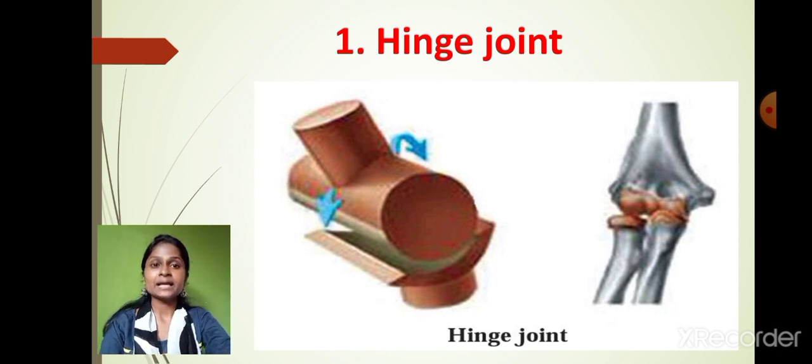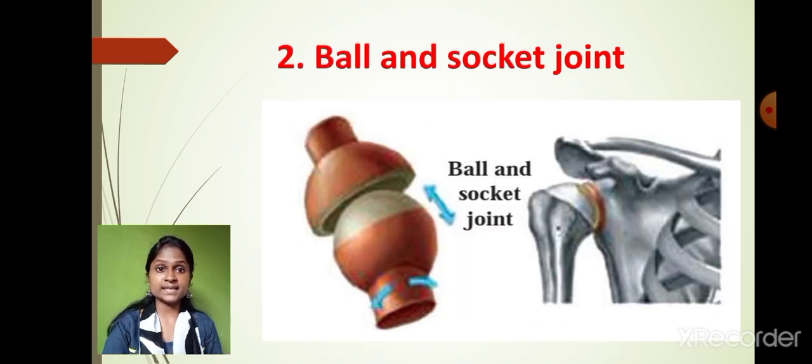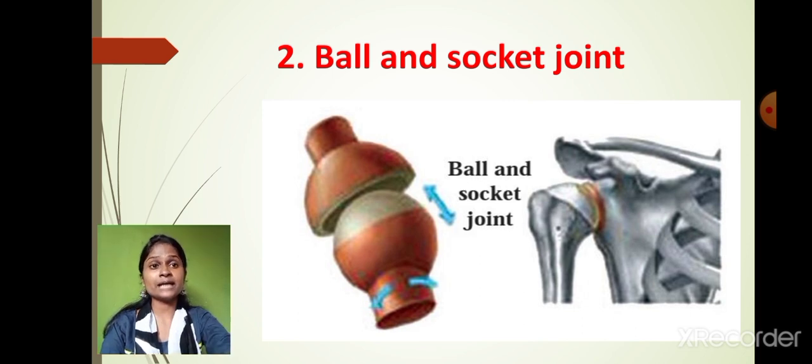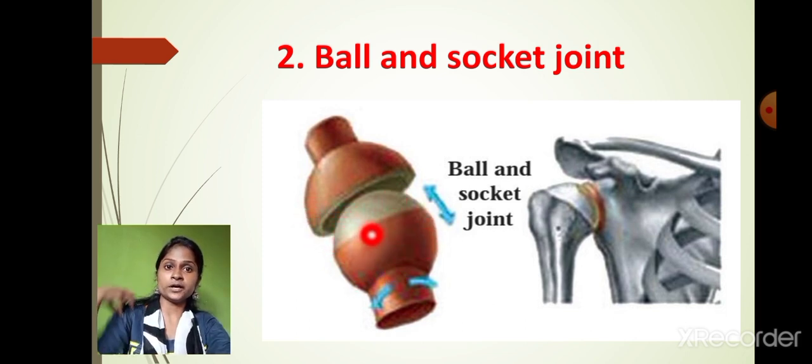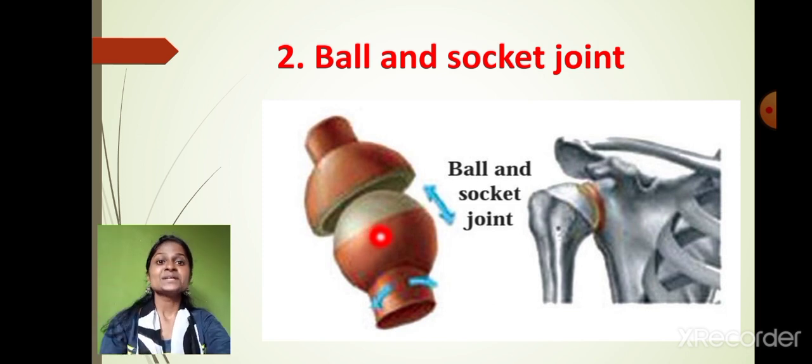And the next one, as you can see, the ball and socket joint. Ball and socket joints rotate in a 360-degree angle. The joints which can move in a 360-degree angle, we call ball and socket joints. The bones of our shoulder, we can rotate our shoulder like this in a 360-degree angle. So the bones which we can move in a 360-degree angle are called ball and socket joints. Is that clear?